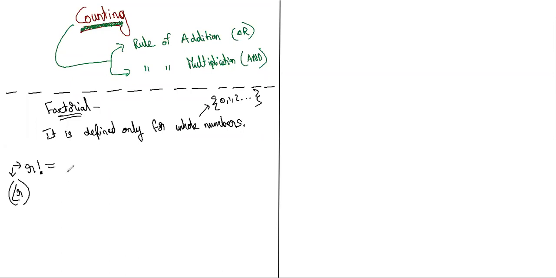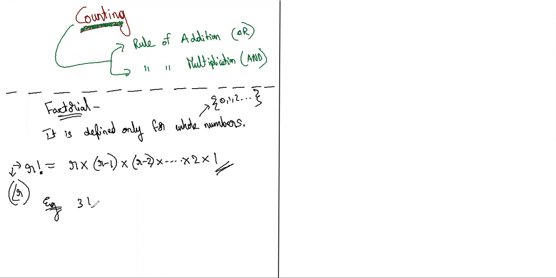And now how do you define R factorial? R factorial is defined as R into R minus 1, the number just smaller than R, into R minus 2, and so on. Till when do you multiply? Till the time you come to 2 and 1. Okay. Let us start with simple examples.